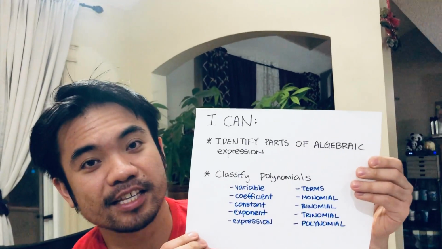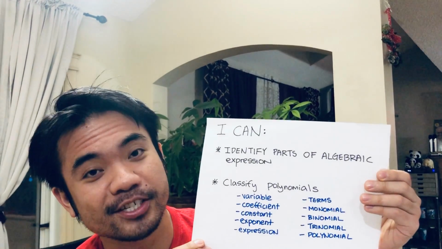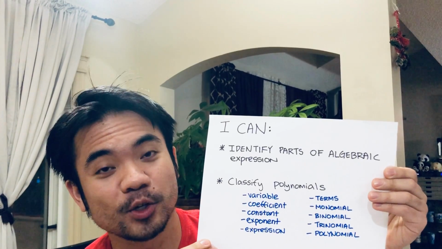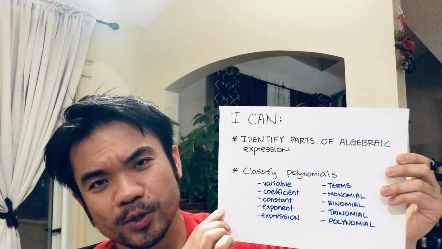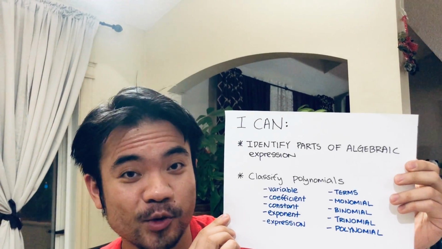Now for this week, we will make it easier for you. We are just going to review what we have learned 2 weeks ago, and it's right over here. It says, I can identify parts of an algebraic expression. I can also classify polynomials. Now if you can see the words in blue, I'm sure all of you know this already, but it's a good time for us to review.